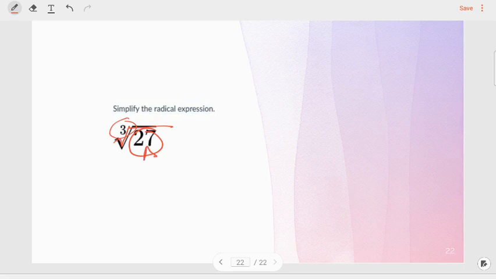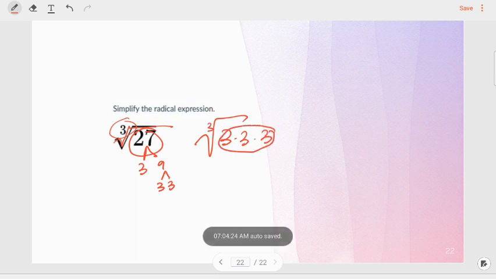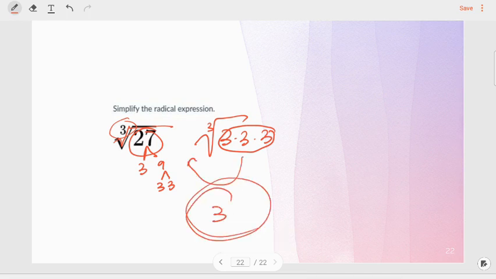If you're not sure, make a little factor tree. 27 splits into 3 and 9. 9 splits into 3 and 3. 3 times 3 times 3. Hey, this time I need 3 to pull it out. So 3, and there's nothing left in my radical, so my final answer is 3.